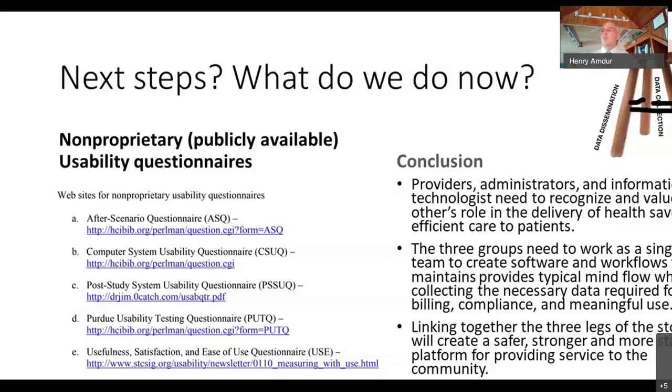So in conclusion, providers, administrators, and information technologists need to recognize and value each other's role in the delivery of safe and efficient healthcare to patients. The 3 groups need to work as a single team to create software and workflows that maintain providers' typical mind flow while collecting the necessary data required for billing, compliance, and meaningful use. Linking together the 3 legs of this stool will create a safer, stronger, and more stable platform for providing service to the community.